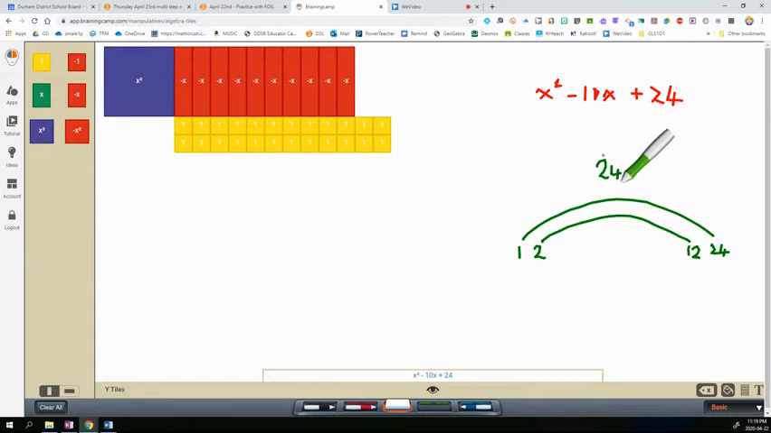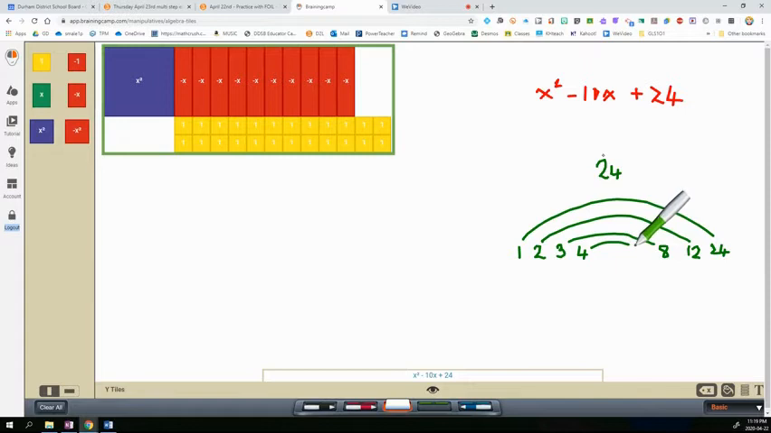Well, does 3 go into 24? I think it does. I think it's 3 and 8. And what else could it be? 4 and 6. And I think that's it. All right. So we already know it's not 1 and 24, right? We already know it's not 2 and 12. So let's keep going and let's create it 3 by 8.